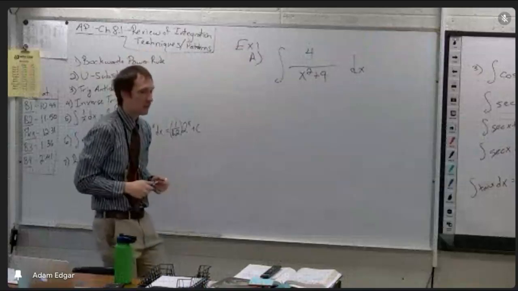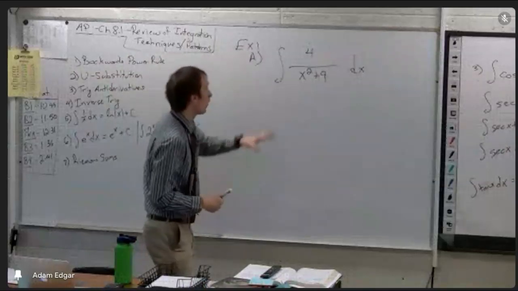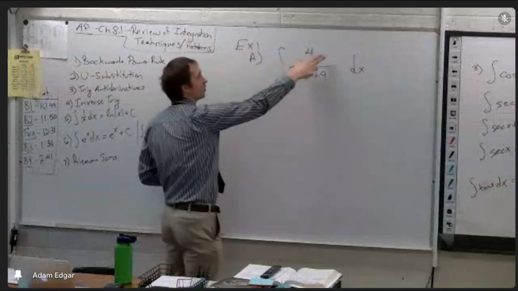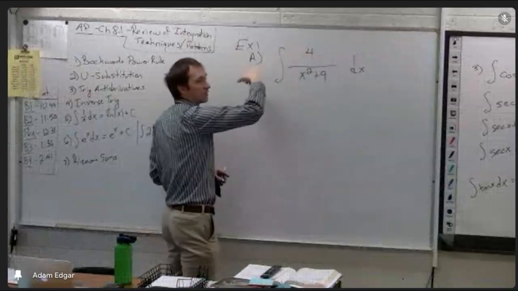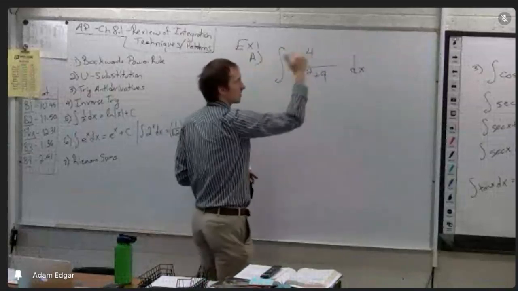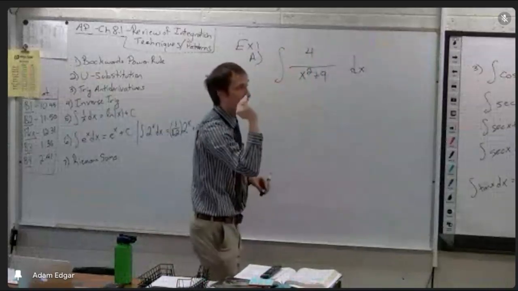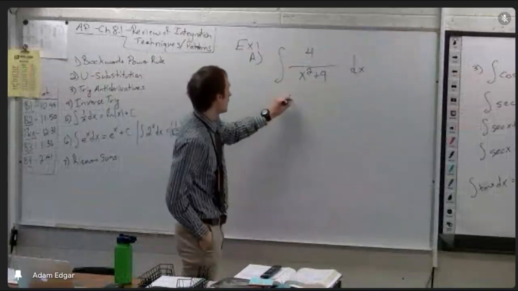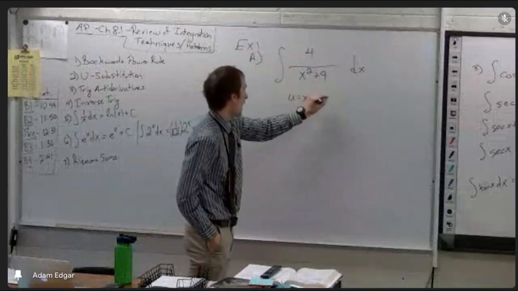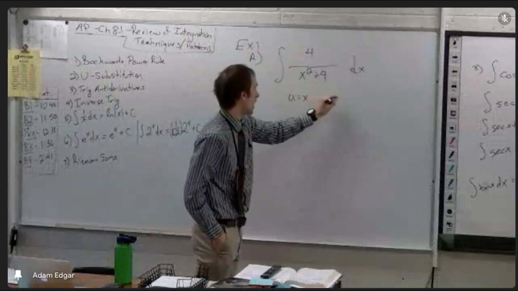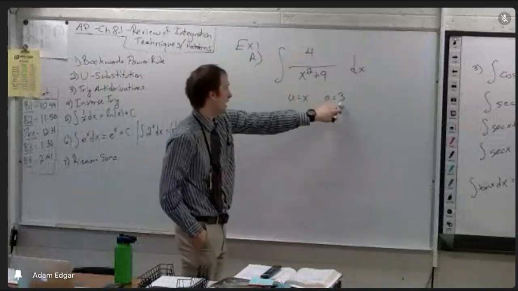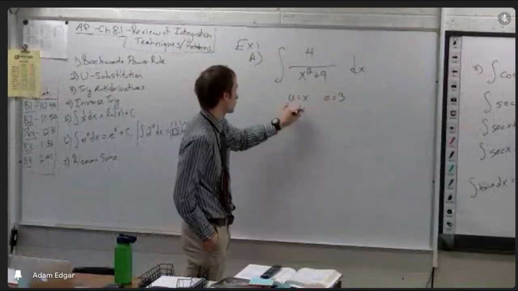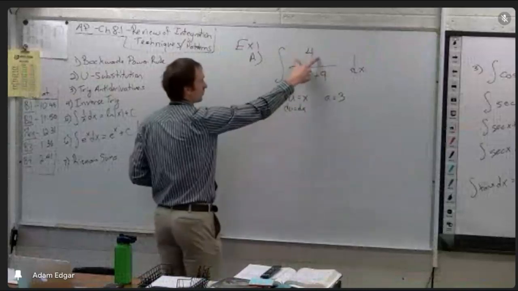So here, if you fit this to your pattern, you should see the numerator is just a constant. You can pull the constant out, and it's like dx over x squared plus 9. That fits our arctangent pattern pretty well. If you let u be x and a be 3, because a squared is 9, then du equals dx directly. So that's nice. And then we just have this extra 4, just pull it out.